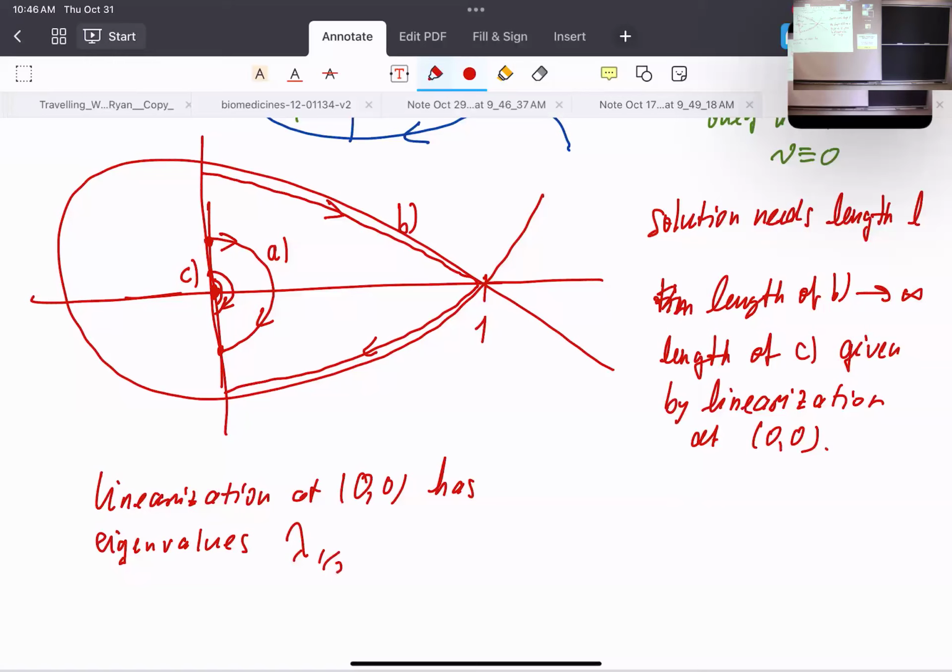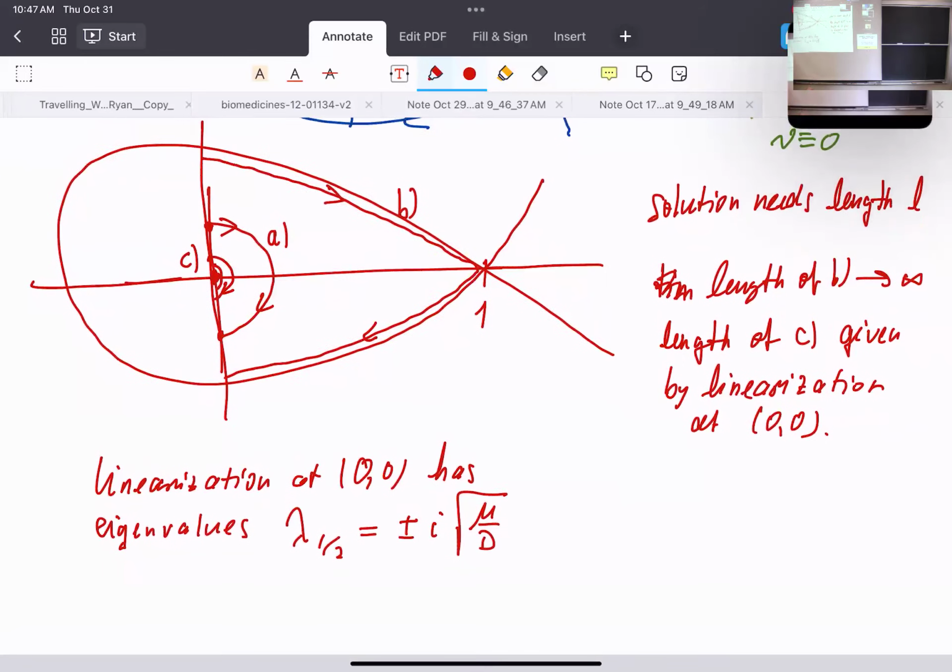Lambda 1 and 2 is plus or minus i, a root of mu divided by d. This is something we computed earlier, which I actually didn't compute, but I did tell you. You could compute it. And now we have to go back to our first year ODE class, how to write down the solution of a linear 2x2 system with complex eigenvalues. Who remembers? Sine and cosine. The answer is sine and cosine, right?